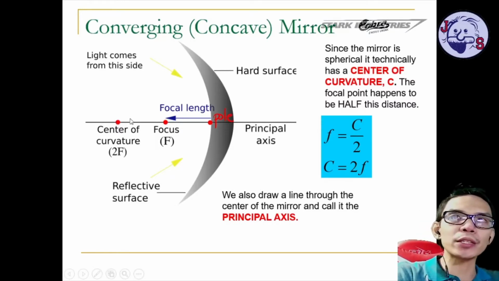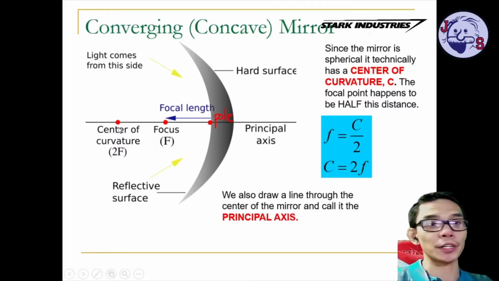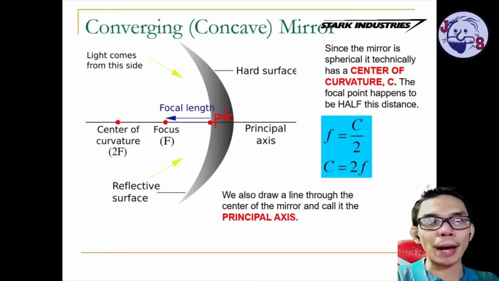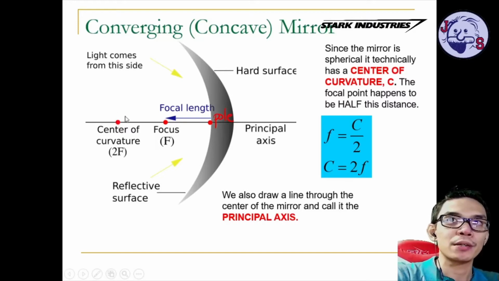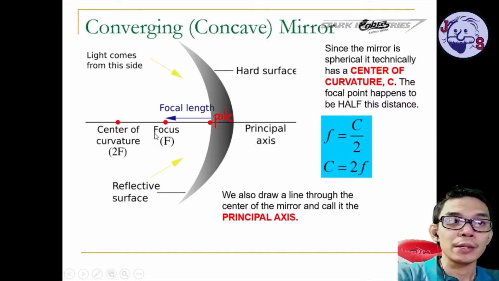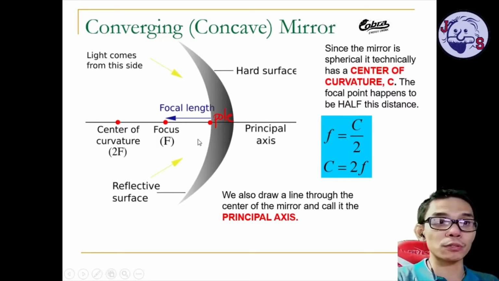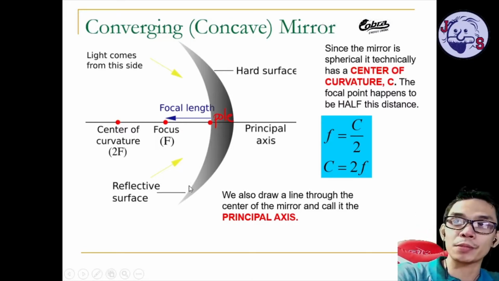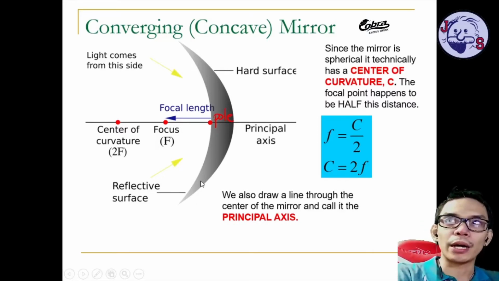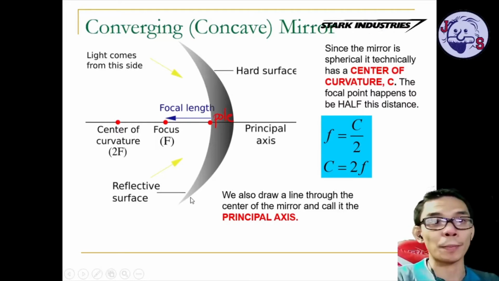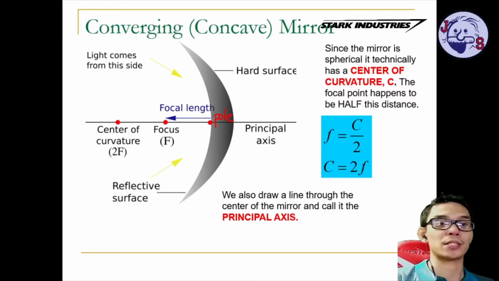Now, what is the center of curvature? This is the center of your circle. If you use a compass to make a circle, the center of curvature is the needle part of your compass. The pencil used to draw the circle gives the impression of this arc that you have right here, which is the circumference of the circle.